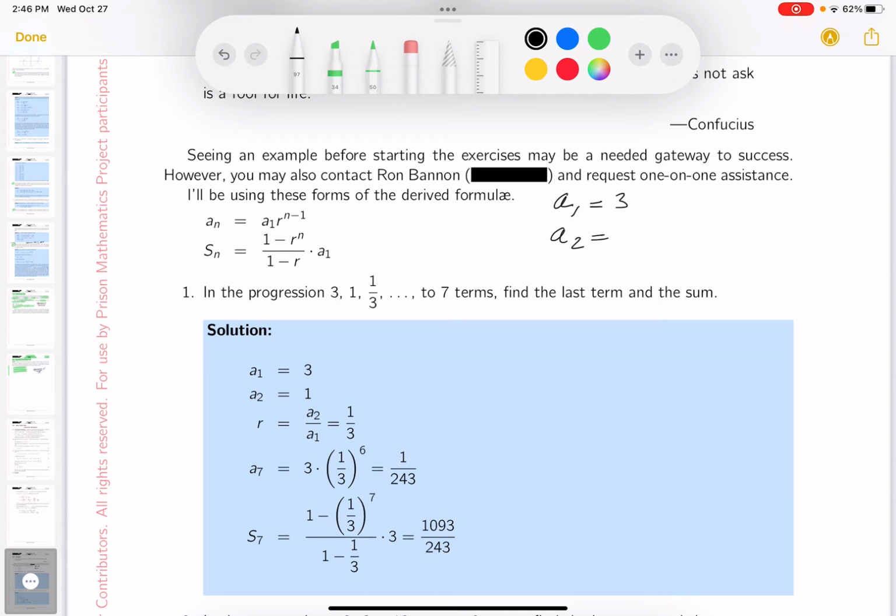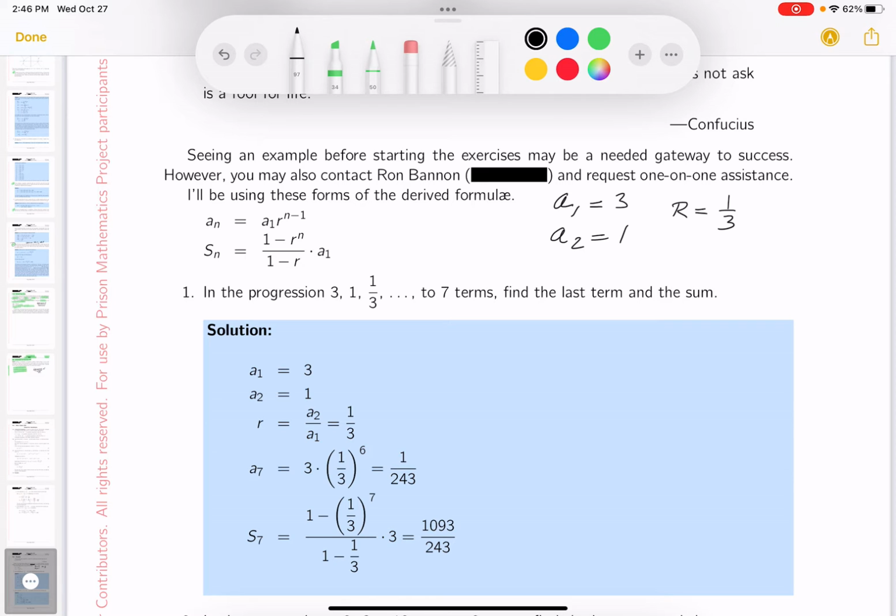A2 is 1. Well, I can look at that and know what the R is. What's the R? The R is 1/3. All right? So I know that much, just looking at the first two terms. And it certainly stands to reason. It looks like they're just multiplying by 1/3 to get to the next term.